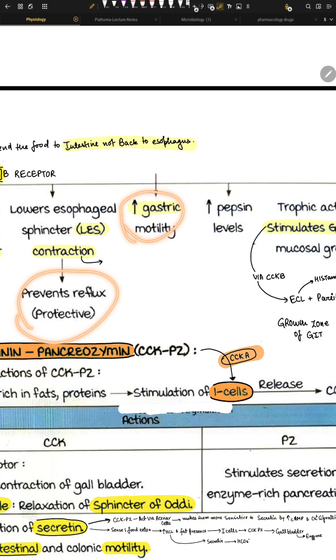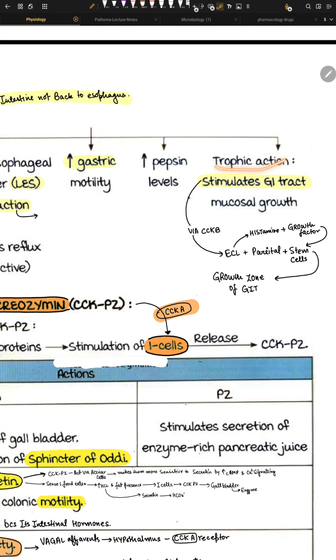Increases gastric motility, because it wants food. This hormone gastrin wants food content to move from the stomach to the duodenum. Increased level of pepsin. Pepsin is an enzyme that digests protein. So increased level of pepsin, of course. What about trophic action? Now, a lot of people forget about the trophic action.